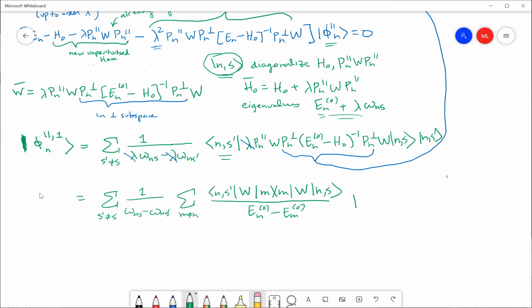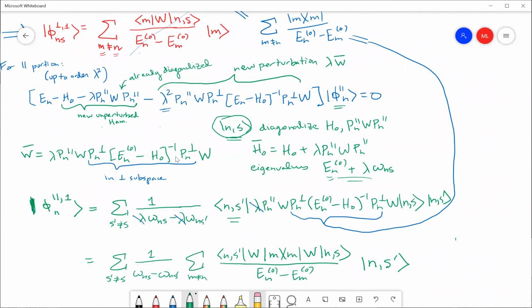So all of this is just a number, and it's multiplying the N S prime ket. That's right. So again, how do we do this? We took the equation for the parallel portion of our eigenvector, and we reinterpreted it as a new perturbation theory, where our new unperturbed Hamiltonian includes the original perturbation in it, but just the part that's in that degenerate subspace.